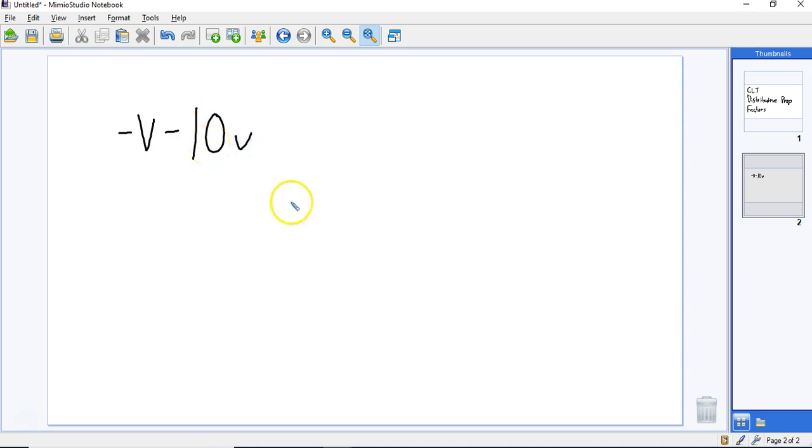So we are trying to combine like terms. As of now, we see that this V, let's separate them. This V is to the power of 1, and this V is to the power of 1. So we have a negative V minus 10V. They're both negatives, so we're going to add them both together. So I'm going to get negative V plus negative 10V. There's always an imaginary 1 in front of a variable if there's nothing there. So my answer is going to be negative 11V.